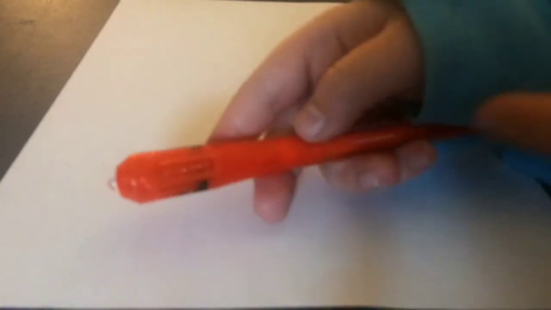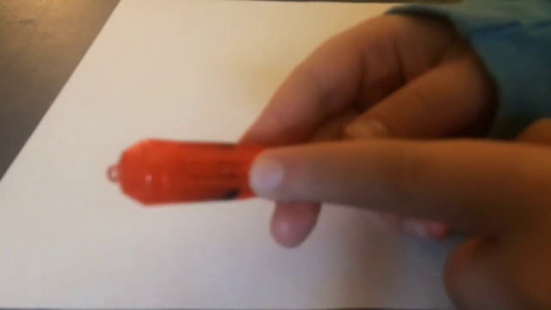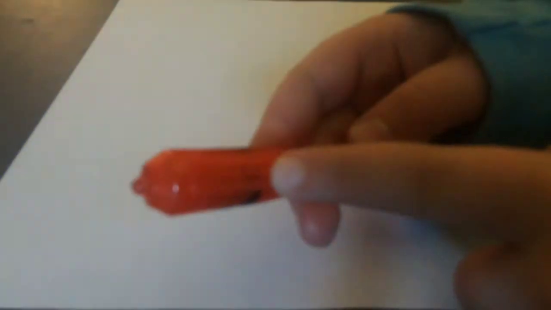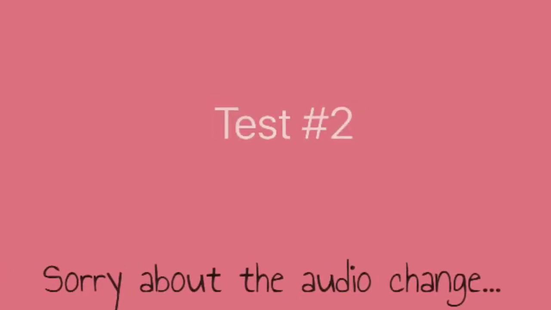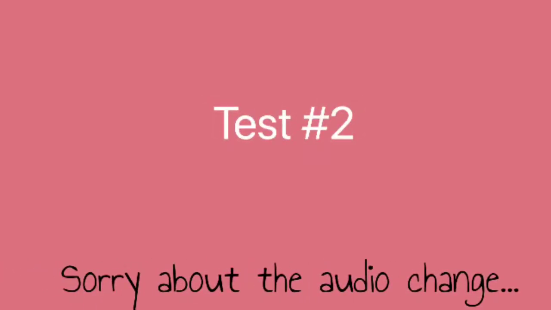Here, I am showing you how to use it. So you just click this little button that's on the lid. And then it comes with like this white marker. Test number two, we're gonna see if this product actually works. Now I'm just simply gonna write the word hello.